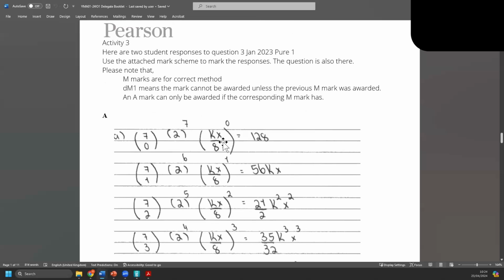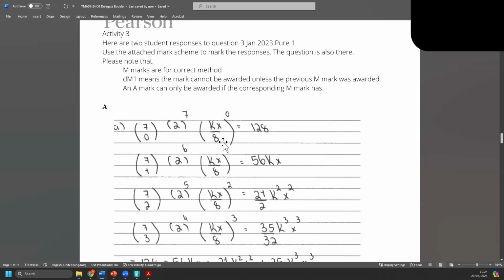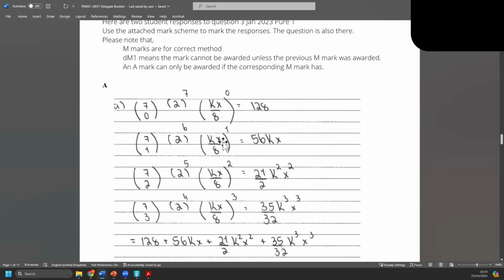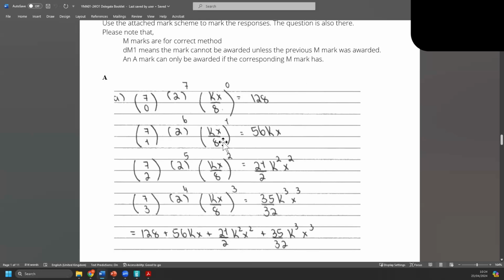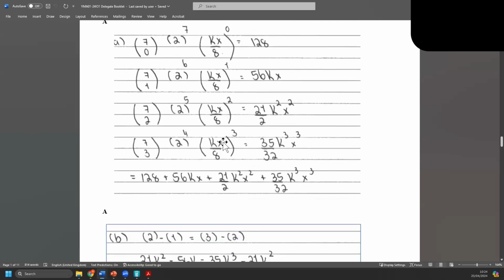So here are 2 student responses to question 3 from January 23, Pure 1. Use the attached mark scheme to mark the responses. The question is also there. So you can get your M marks, correct method marks, the marks that cannot be awarded unless the previous mark was awarded, and then the accuracy marks.